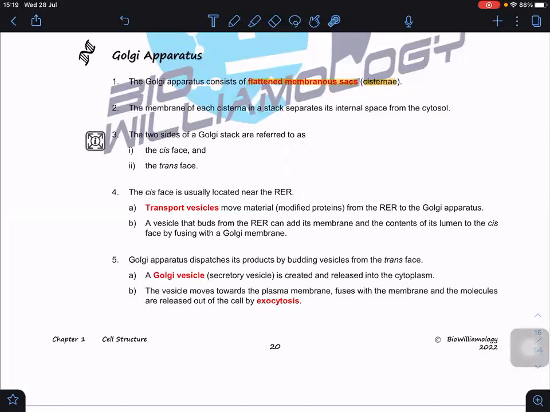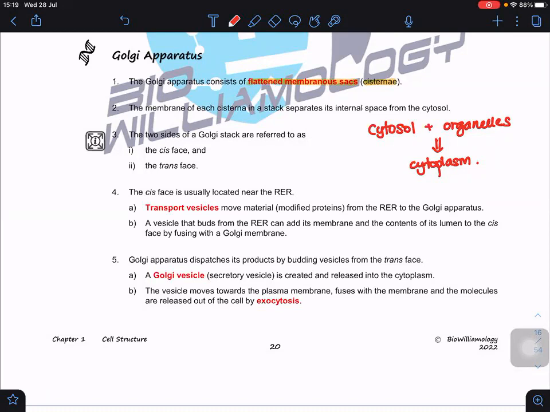So what's the difference between cytoplasm and cytosol? When you say cytoplasm, it is basically the organelles together with the solution of the cell. So the cytosol together with the organelles form the cytoplasm. Sol here means solution. So this cisterna forms a stack that separates the internal space from the cytosol.